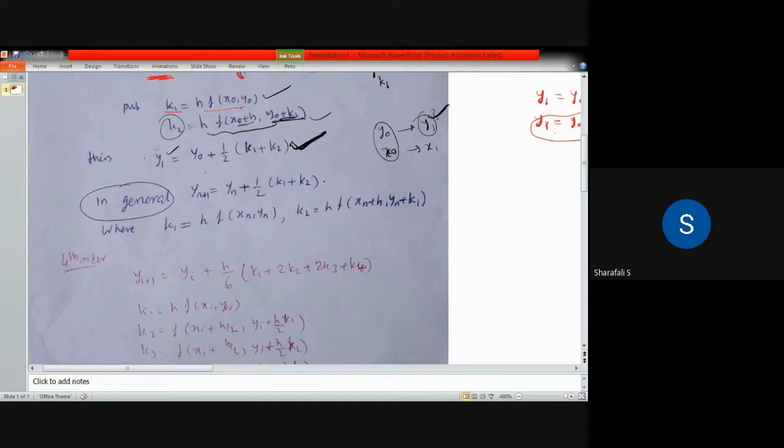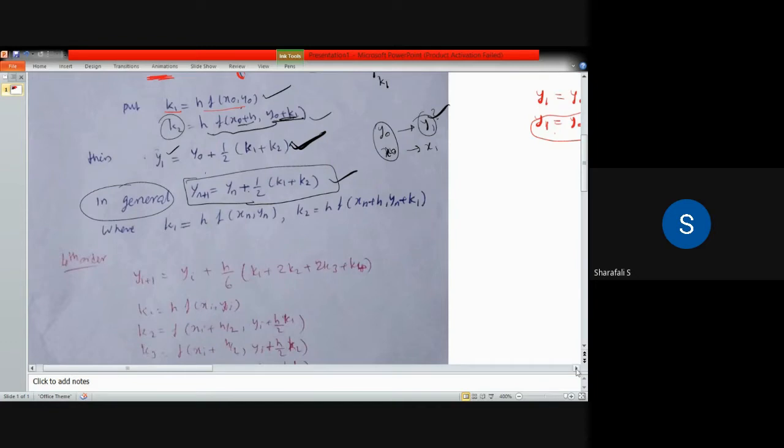This is the method, and in general, for any point, you can use this equation: yn plus 1 will be equal to yn, if you know the previous value, added with half of k1 plus k2. So this is the general equation for the second order Runge-Kutta method.